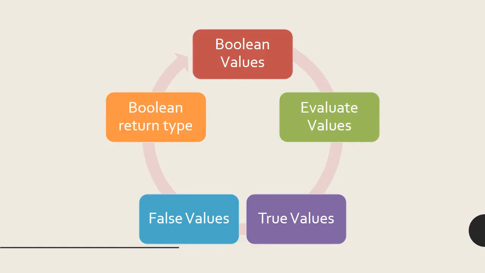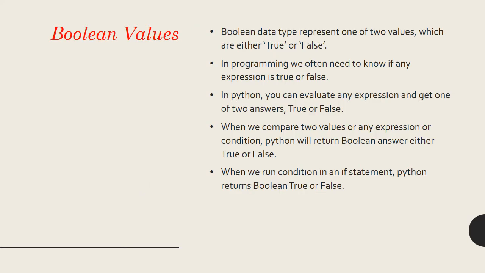In this video we are going to learn about boolean values, evaluating values, true values, false values, and the boolean return type. Okay, so let's start with boolean values. The boolean data type represents one of two values, which are either true or false. In programming, we often need to know if an expression is true or false. In Python, you can evaluate any expression and get one of two answers, true or false.